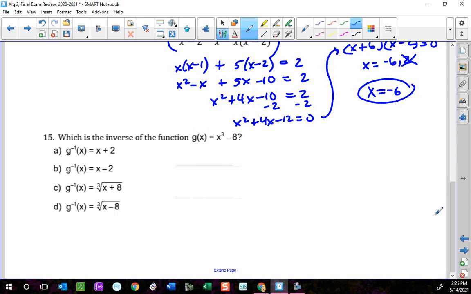Alright, number 15. This is asking for inverse. So inverse is, remember, where you reverse the x and the y. So this really means y. So I'm going to switch it to x equals y to the third minus 8. So I'm going to solve for y.